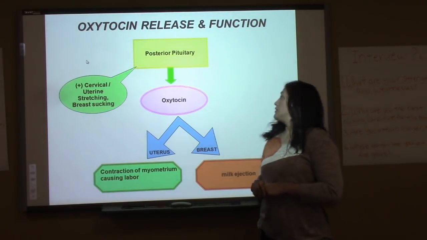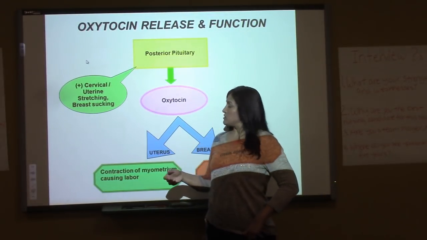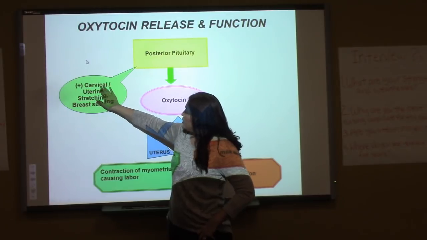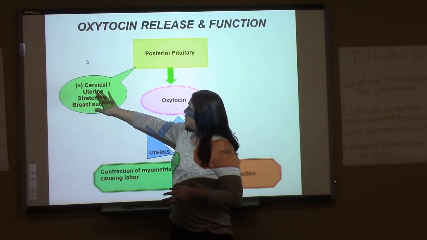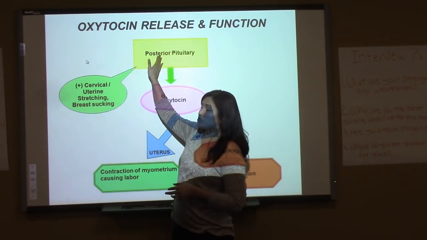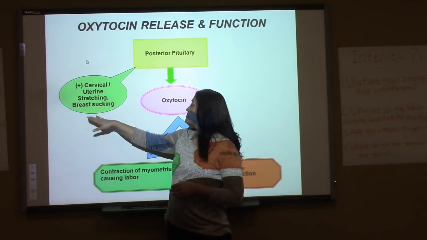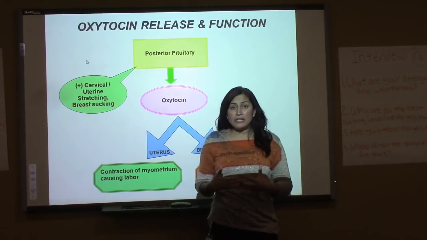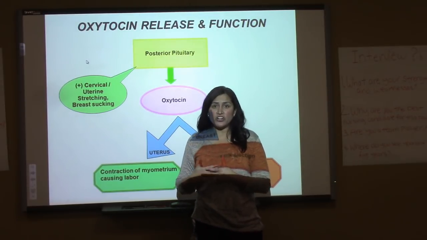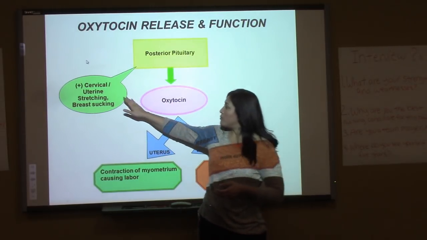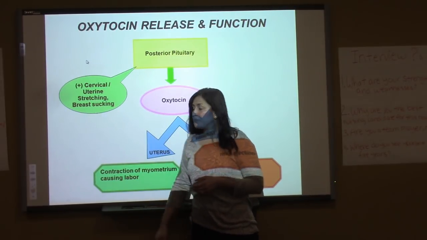Now let's look at oxytocin. So what causes your posterior pituitary to release oxytocin? When your cervix or uterus is stretching and contracting, that is one signal to cause the posterior pituitary to release oxytocin. Another one is breast sucking. Okay? When the baby is sucking on the breast, it is a neural signal to cause your posterior pituitary to release oxytocin. Okay? So before pregnancy or during labor, it's this, but after delivery, it's the breast sucking.